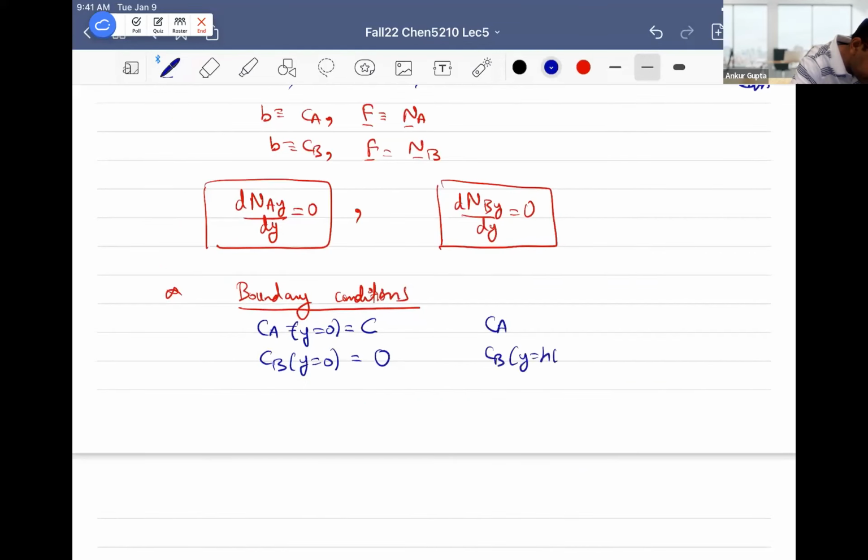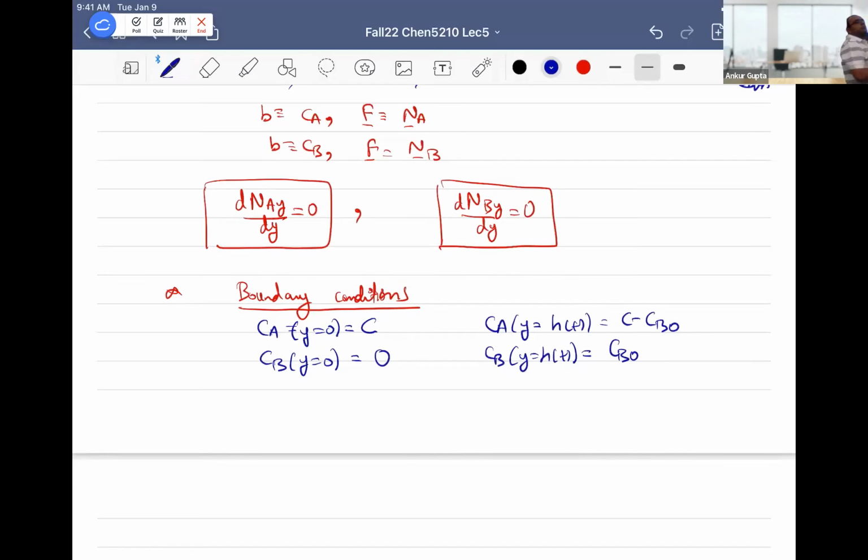Equal to CB naught, and we know the concentration of A will be this, C minus CB, because C has to be constant, right? And CB naught is related to the partition coefficient. I'm just not writing the partition coefficient. So I have this. I can just solve it.